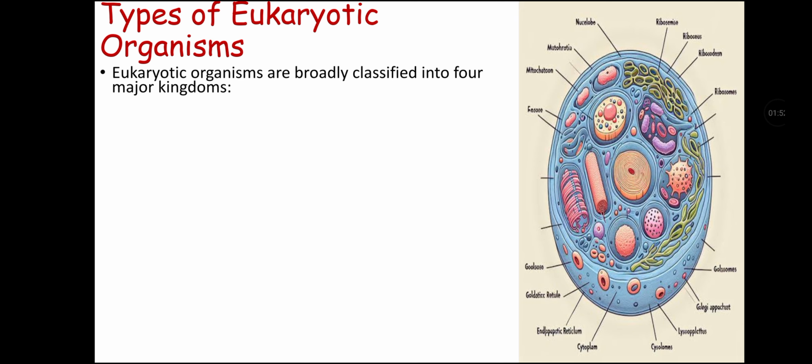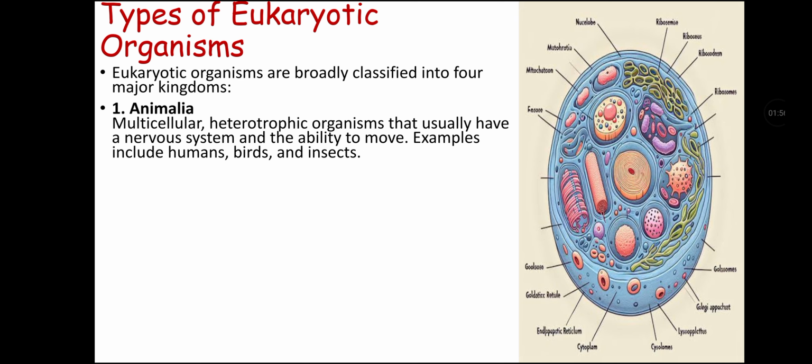Types of eukaryotic cells. Eukaryotic organisms are broadly classified into four major kingdoms. First is kingdom Animalia. That is multicellular organisms that are heterotrophic and they usually have a nervous system and the ability to move. Examples of kingdom Animalia include humans, birds, and insects.